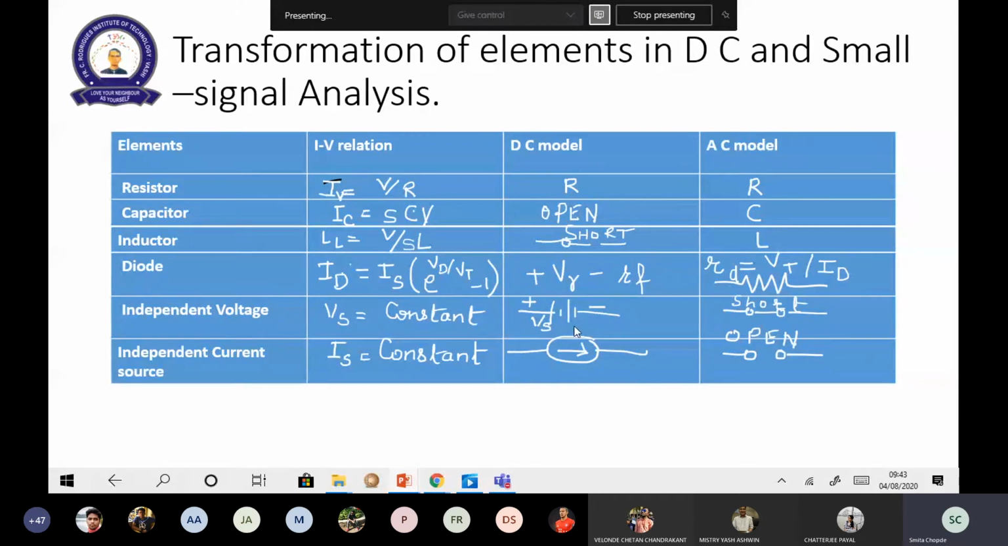Then the independent voltage element: VS is constant here. This is also constant, and in the AC model it is working as a short. Independent current source IS is constant. In the DC model, it is working as an actual current source, and in case of the AC model, it is an open circuit. Okay, so please follow the steps of DC and AC analysis for representing various components. Largely, you will be exploring the diode, capacitor and resistor out of these. DC voltage, or you can say independent voltage, and of course your independent current also comes into the picture if you are using an AC model.